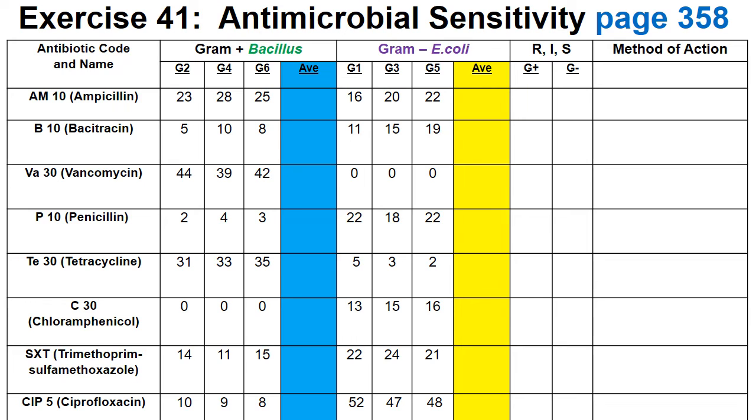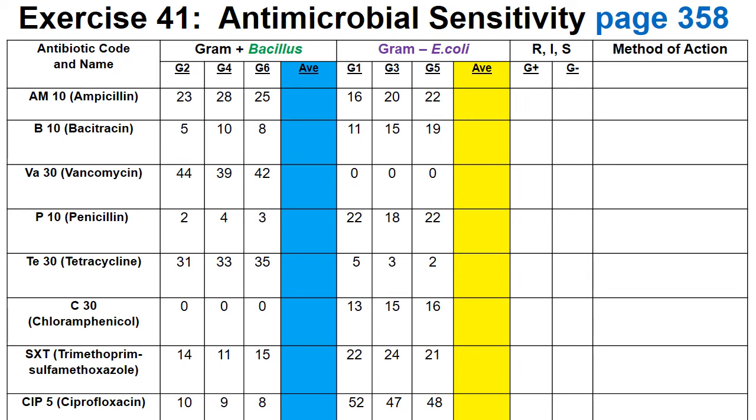So let's simplify. The R stands for resistant, I stands for intermediate, and S stands for sensitive. So what you would do is use the table 41.1 and the lab manual and the averages to calculate or figure out R, I, or S. So when I have in that last column G plus and G minus, that means Bacillus versus E. coli, gram positive versus gram negative.